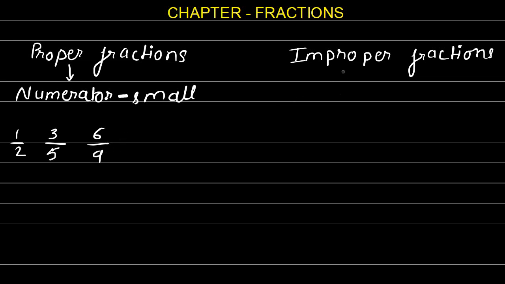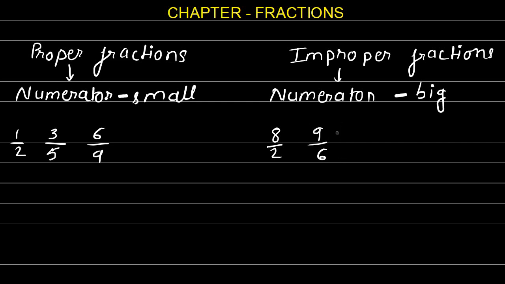Now improper fractions. What are improper fractions? Those in which the numerator is big. For example, like 8 by 2, you can see the numerator here is bigger than our denominator. Then 9 by 6, again you can see the numerator is big. 7 by 5, in all these places you can see our numerator is bigger than our denominator.